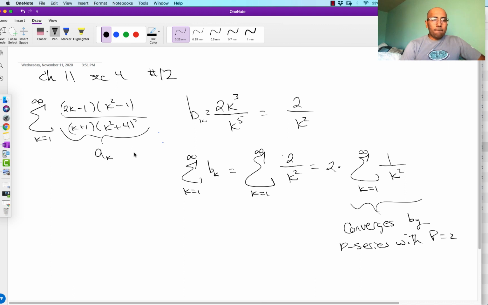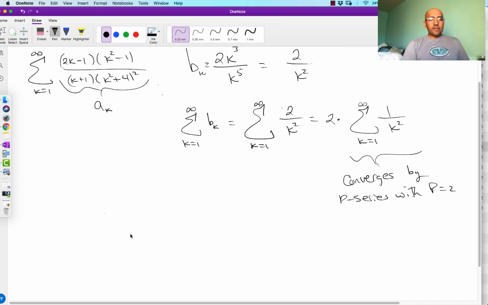Okay, so how about if I go ahead and FOIL the whole thing out and then I divide them and see if the limit comparison test will help me. All right, let's see if the limit comparison test will help us then. So consider this.